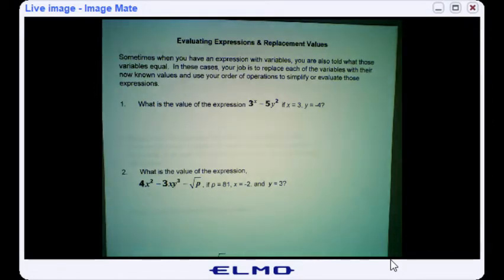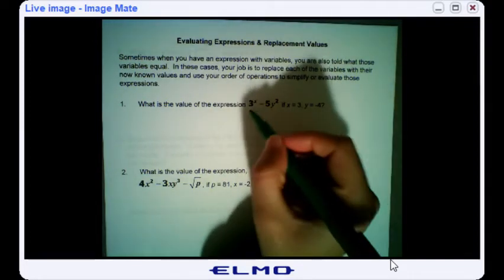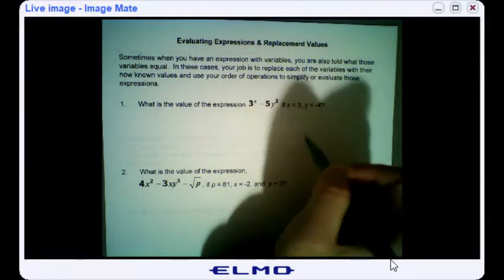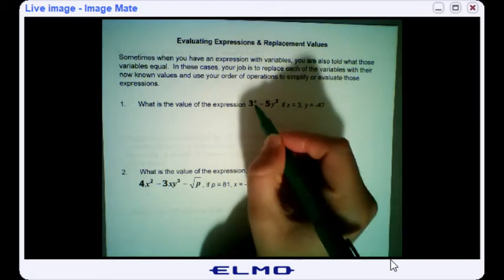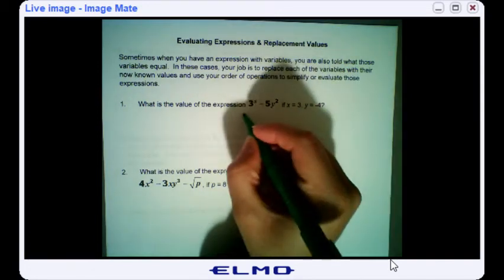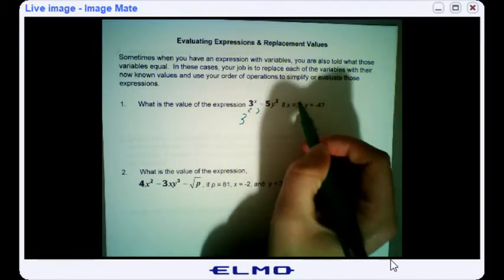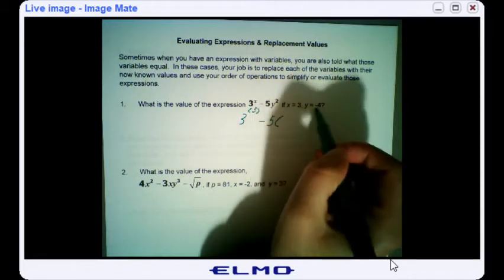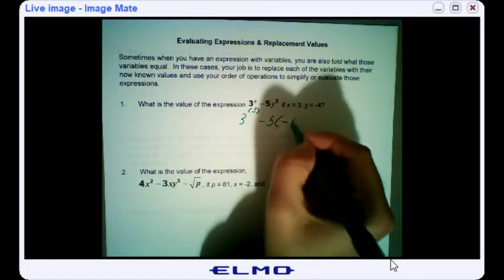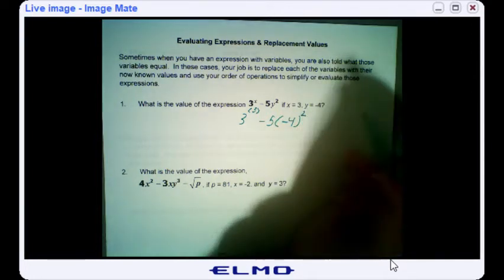You can also use Desmos. So what is the value of this expression? I have 3 to the power of x minus 5y squared if x is 3 and y is negative 4. Whenever you substitute the values in, put them in parentheses. So I'm going to do 3 parentheses, and then instead of x, I'm going to write 3. Minus 5 parentheses, I'm going to put the y value in. I close my parentheses, and I'm going to square it.